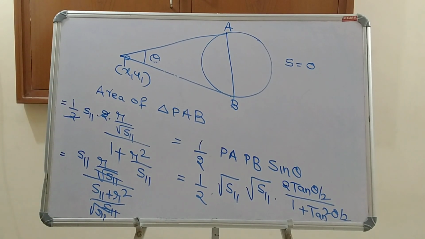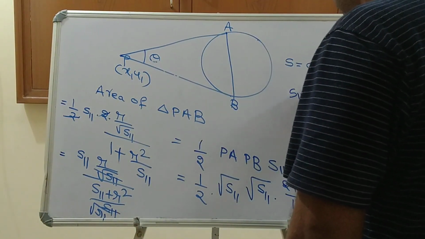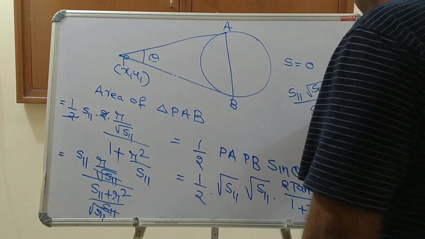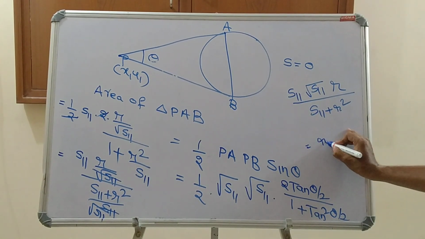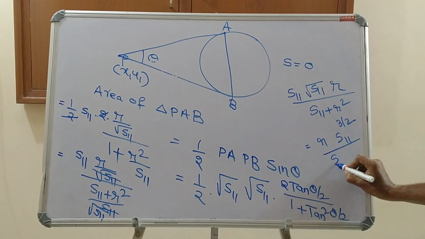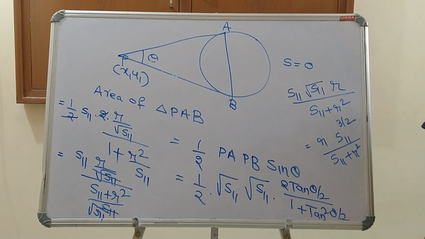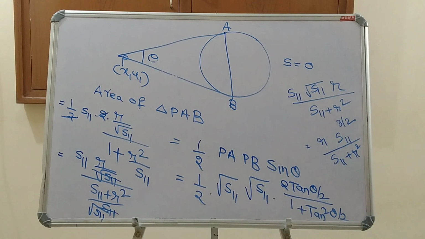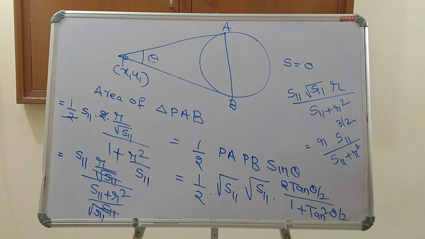Now this means S11 into root S11 into r by S11 plus r square, which equals r into S11 power 3 by 2 by S11 plus r square. This is the formula for finding the area of the triangle formed by a pair of tangents and their chord of contact.